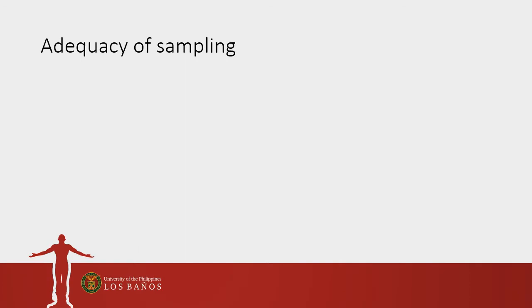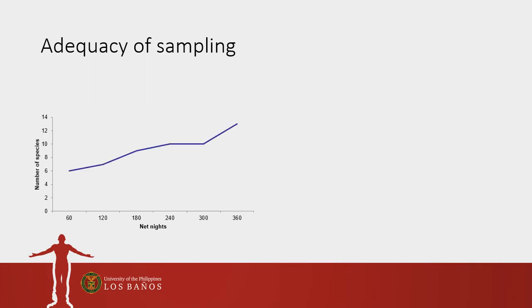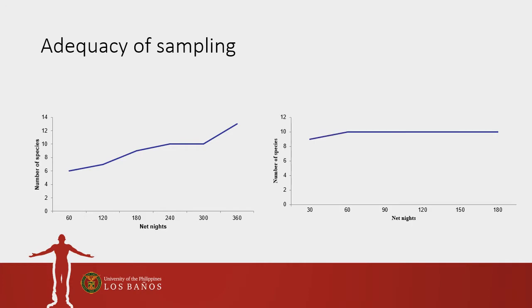How will you know if your sampling is adequate? A simple method is to make a species effort curve. On the left is a graph that shows an increasing trend even after 360 net nights, or 60 nets set for 6 nights. This suggests that additional species may still be recorded. The graph on the right, on the other hand, shows a flattening of the curve at only 60 net nights until 180 net nights, or 30 nets set for 6 nights. This suggests that netting has been adequate.